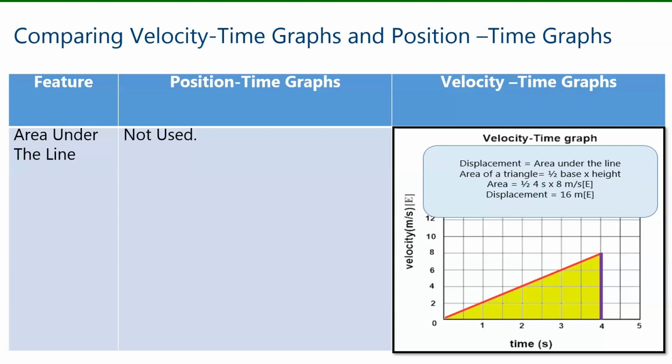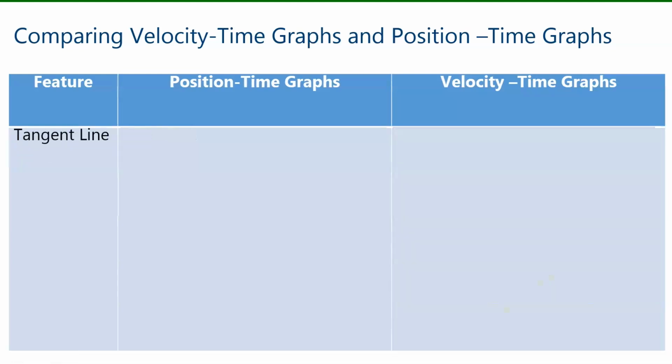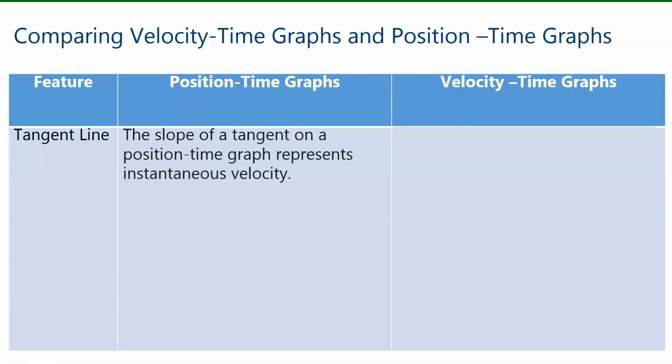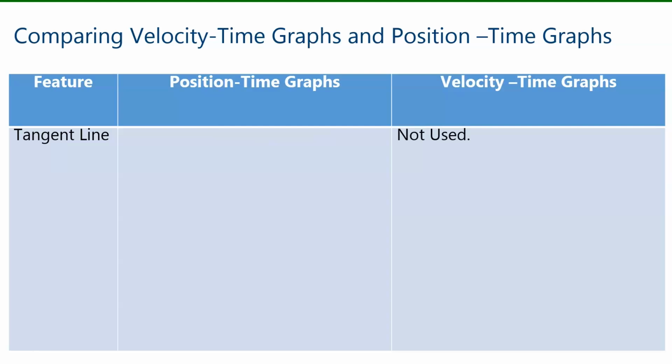Area of a triangle is half the base times the height, and then you do your calculation to determine the displacement. Our next feature is a tangent line. On a position time graph, the slope of a tangent line represents instantaneous velocity. On velocity time graphs, this is not used.